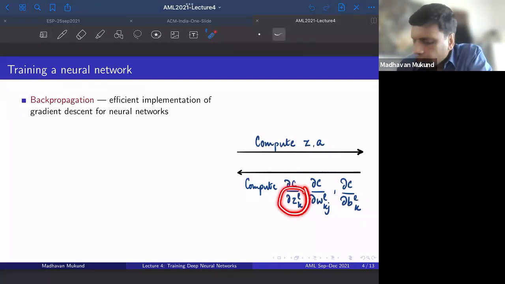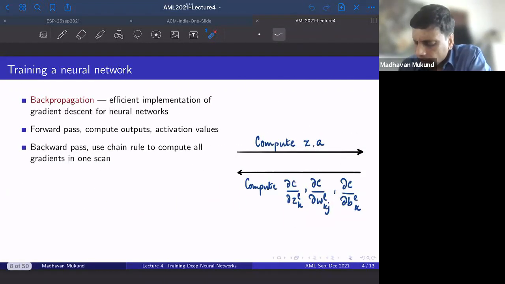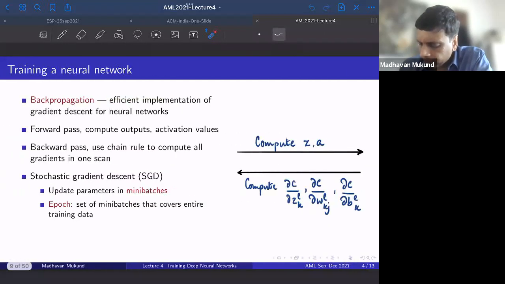You can first compute the variation of the cost with respect to the linear outputs, and from that, because the linear output is a linear function of the input at that point, you can compute the derivative in terms of weights and biases. So this is the forward pass and backward pass. You compute the outputs and the activation values, and in the backward pass, you use the chain rule to compute all the gradients in one step.